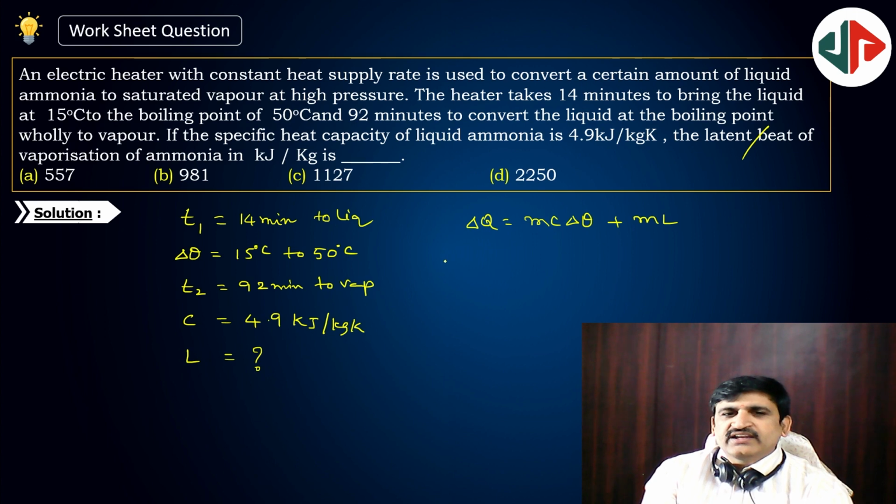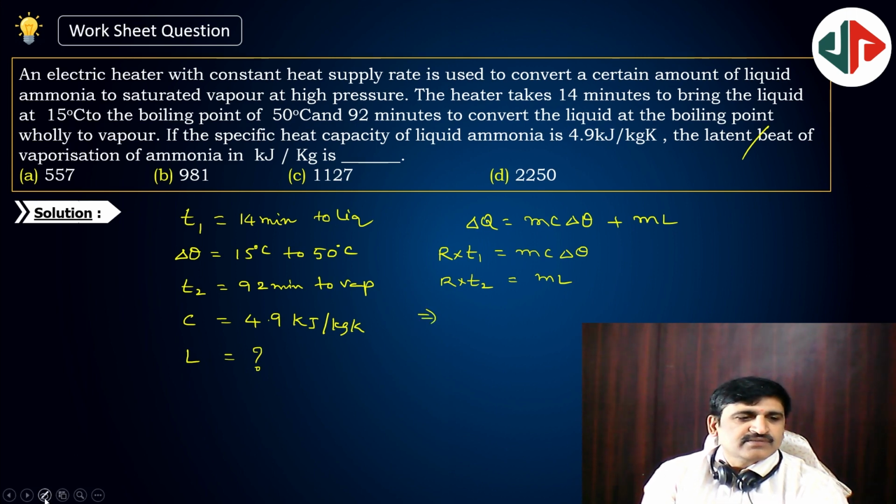The rate of heat produced into time T1 is equal to MC delta theta. Similarly, the rate of heat produced into T2 is equal to ML. On dividing one by the other, the rate gets cancelled, M gets cancelled, so it will be easy. T1 by T2 is equal to C delta theta by L. So L is equal to C delta theta into T2 by T1. Just substitute and you'll get the answer.